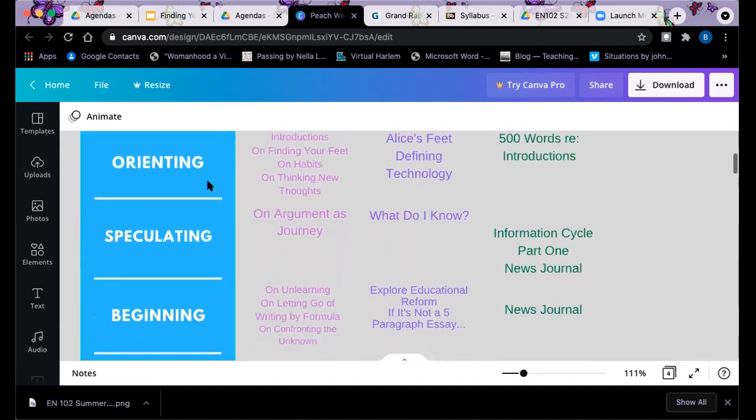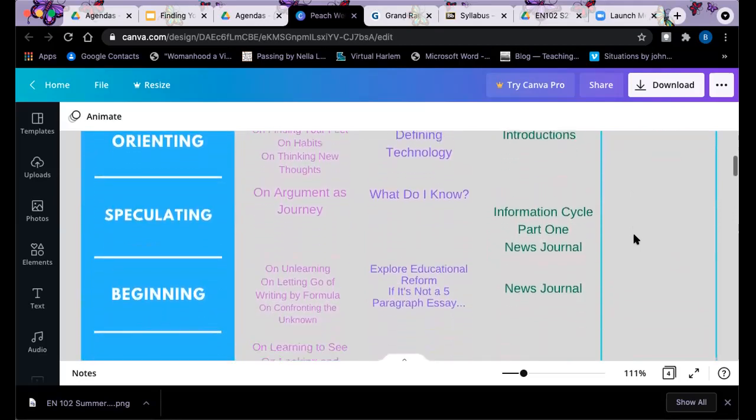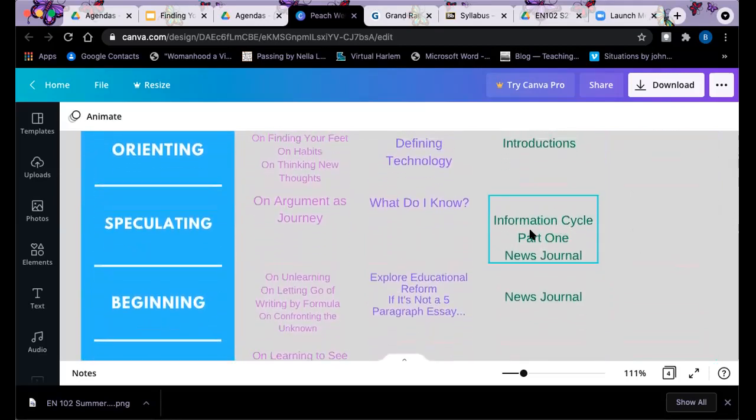However, speculating is one of the last chapters, and we're pulling in an essay from that chapter early on because it will help set the stage for our work in the class. Right, so we are going to be working with the information cycle as part of this project, and you will be using that information cycle and some other tools to work on what I'm calling a news journal.